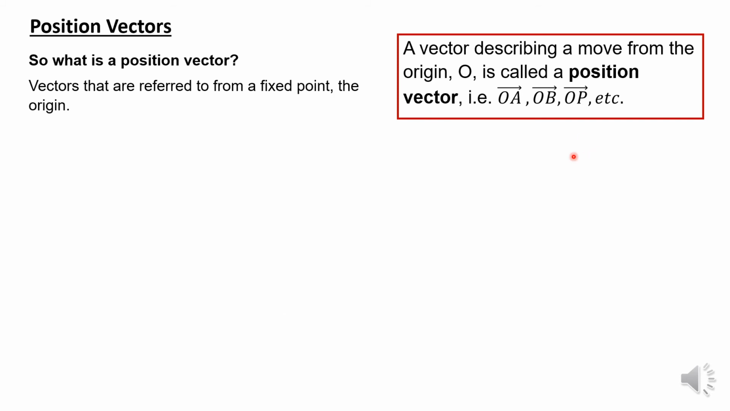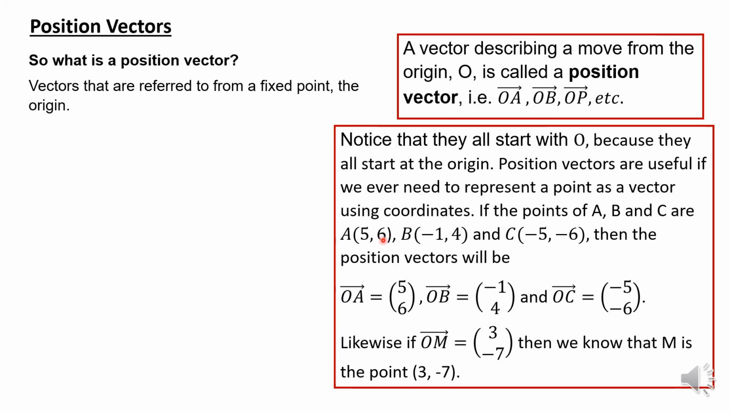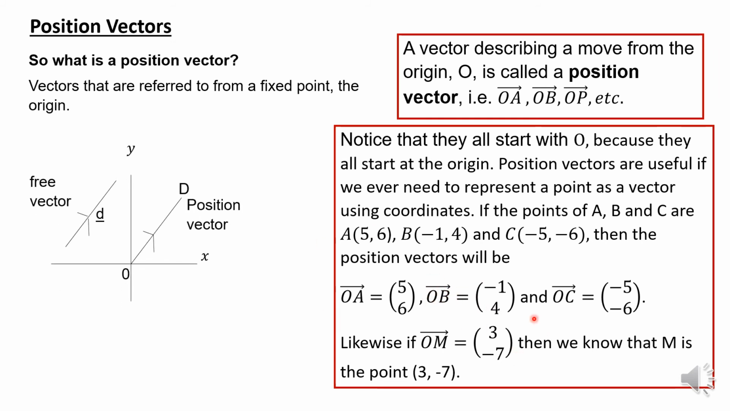So we said that a vector describing a move from the origin is called a position vector. So all of them start from the origin, okay, and you can also write them as coordinates. So for example, the point (5, 6), if you have to write it from O to A, it will be as a column vector (5, 6). And the point B from the origin will be (-1, 4). Here it is as a coordinate, and here it is written as a column vector, obviously starting from the origin. So I'm going to do an example where I talk about that.